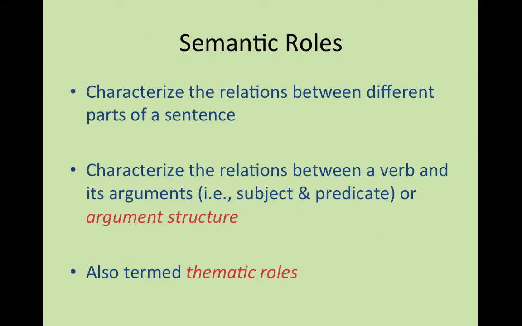Beyond semantic features, we have this other phenomenon that we can use to describe words in terms of their meaning, and those are semantic roles. And this is sort of moving up a level, so rather than looking at a single lexical item and the features of meaning that that single item has, we can look at a larger sentence and characterize how different lexical items relate to one another. When we do this in terms of a verb and the arguments of that verb, namely the subject and predicate, we refer to this as the argument structure of that verb, and we can also call this, as it's called in the Shapiro tutorial, thematic roles.